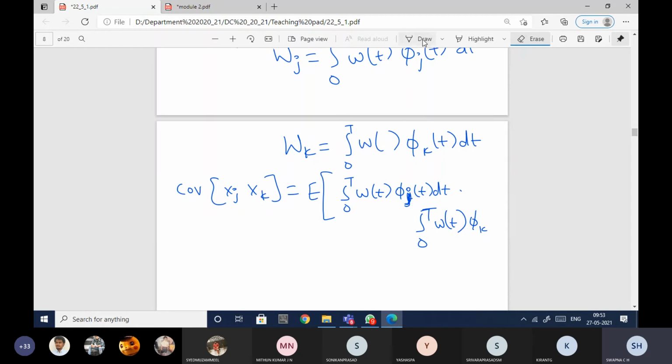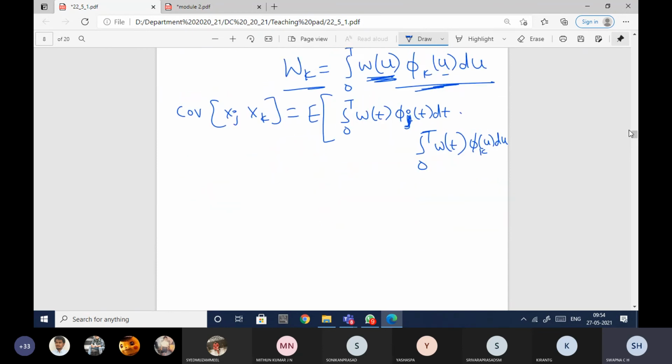Instead of t, I'll take some other variable, because I want to show that those two are different. Let me take u, and this will become du. Have you understood why I've taken u instead of t? The reason is that Wj and Wk are not the same. So I've taken W of t and phi j of t here, and W of u and phi k of u du here.